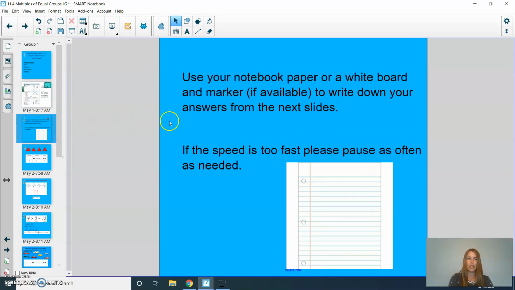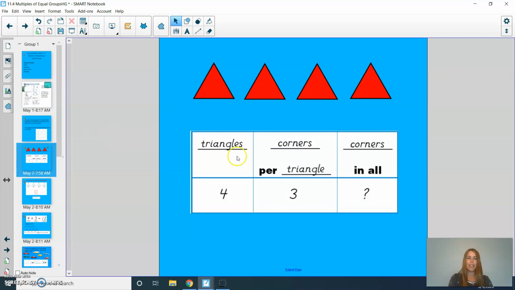The next thing we're going to do is open up our notebook, and if you want to, write down some notes or work out some of the problems that we're going to be using from the next slides. If the speed is too fast, please pause as often as needed. Today we're going to talk about multiplication, and we're going to use some pictures and talk about a couple different strategies when solving multiplication problems.